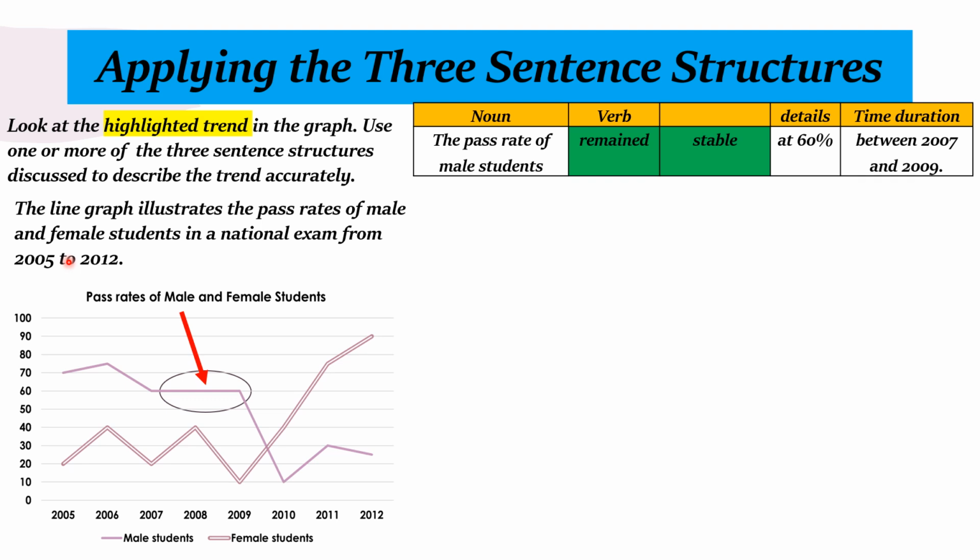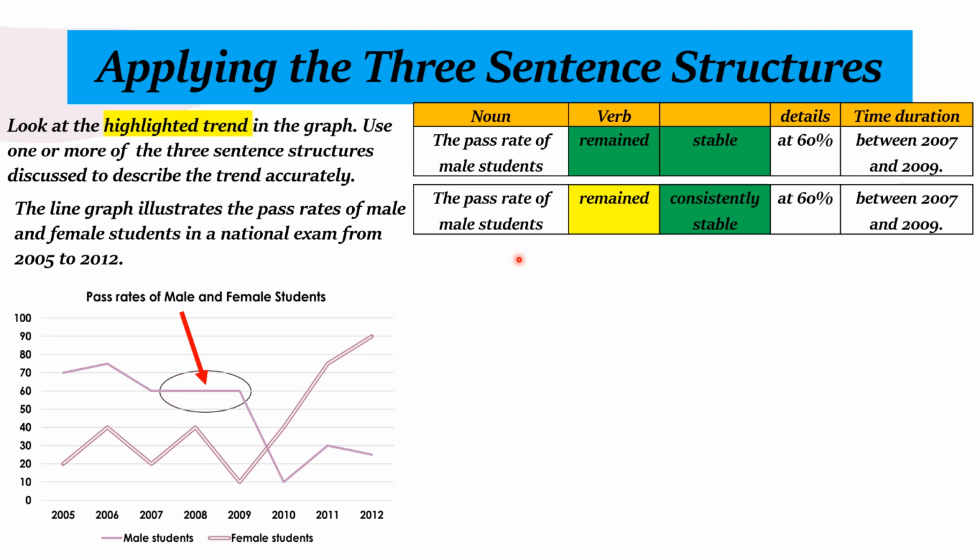However, if we want to indicate stability over a prolonged period, we can add an adverb before the adjective. So the sentence can be like this: the pass rate of male students remained consistently stable at 60% between 2007 and 2009. So this sentence exactly fits the structure.